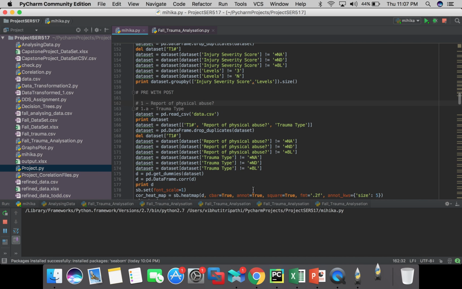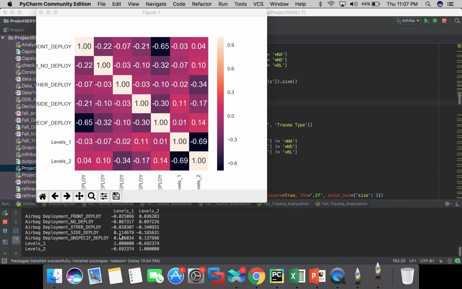If we run this, again we'll have data analysis as well as diagrams, and we can see in this correlation matrix that a 1 means an increase in one area directly corresponds to another. If the variables are the same, for example, we'll always have a ratio of 1. Here we can see that a front deploy airbag is not really related to level 1 or level 2, but it is more often level 2 than level 1.